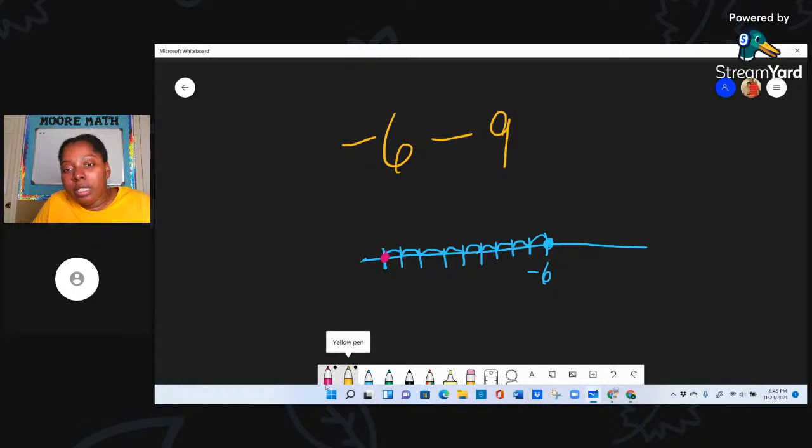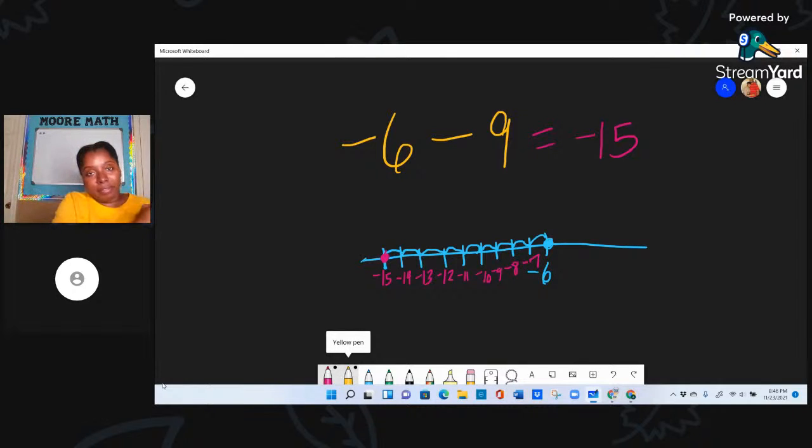Okay, so let's count. What's right next to -6 to the left of it? -7. Good. Okay, and then we have -8, -9, 10, 11, 12, 13, 14. And what's at the end? -15. Good. Okay, so we end up with -15. If I start at -6 and I take away 9, I'm going back 9 spaces. I'm going to get more negative.